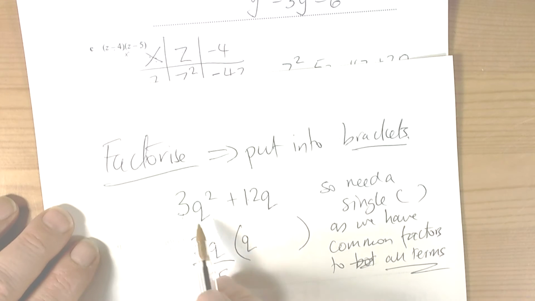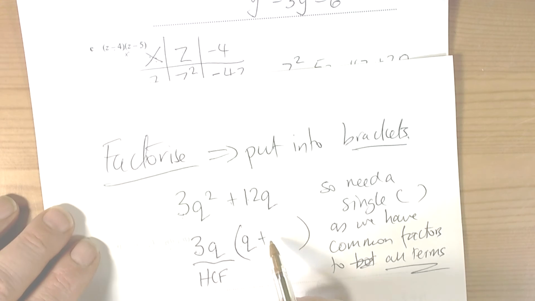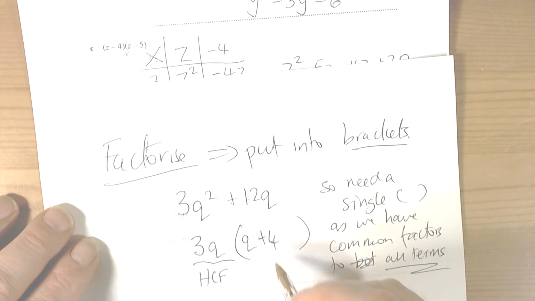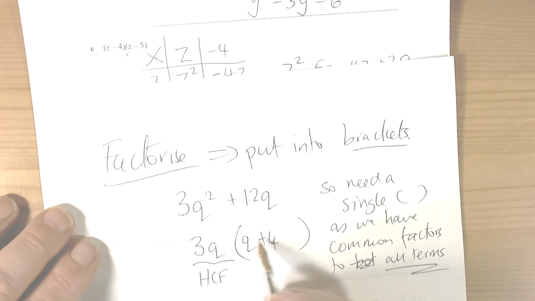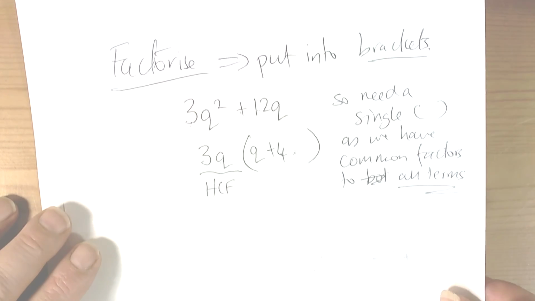3 times 1, 3, q times q, q squared. Now I said 3 times 1, remember guys, because in front of that q, although we don't write it as mathematicians, there's a 1, there's one of those. So 3 times 1 is 3, and q times q is q squared. Plus sign, I want 3 times something to give me 12, well that's got to be 4, and then I want q times something to give me q, well it's q times 1, so I don't need to write anything else here, because 4 times 1 is 4. So that would be that particular expression factorised.